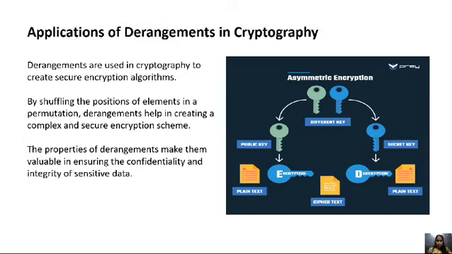Applications of derangements in cryptography. Derangements are used in cryptography to create secure encryption algorithms by shuffling the positions of elements in a permutation. Derangements help in creating a complex and secure encryption scheme. The properties of derangements make them valuable in ensuring the confidentiality and integrity of sensitive data.